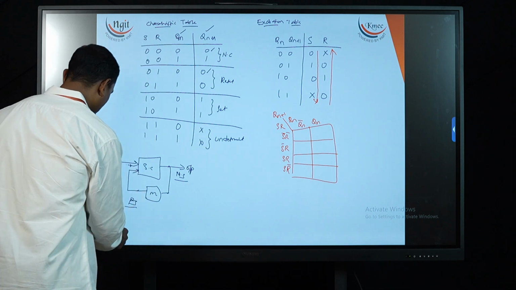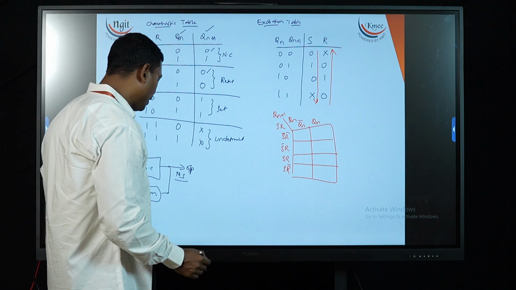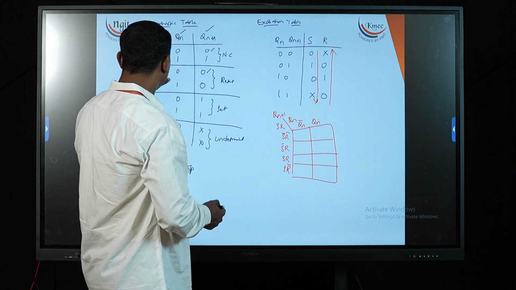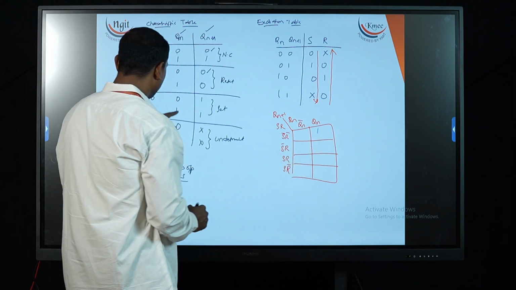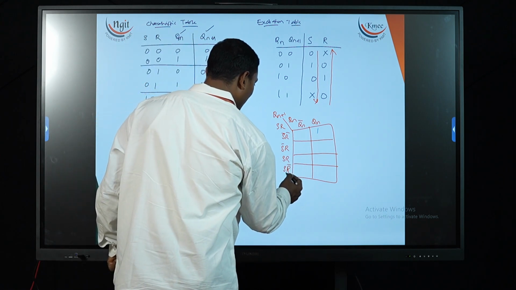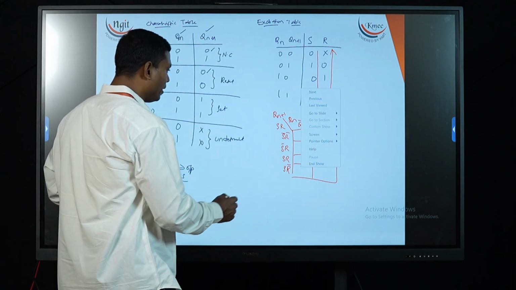Okay, the K-map I have drawn. Let's define the values with a different color. Now you got 0, 0, 1 as 1. So 0, 0, 1 is 1. Next 1, 0, 0 is 1. So 1, 0, 0 is 1. Next 1, 0, 1.